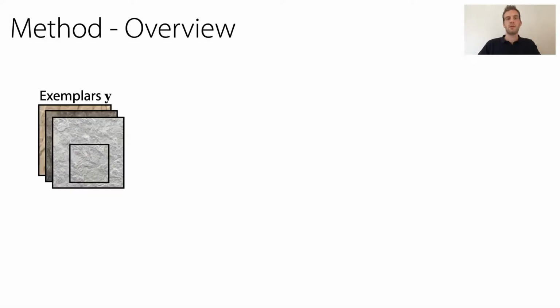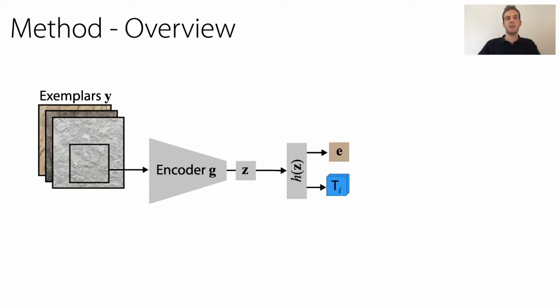Let's have a look at our method. We are given an exemplar set Y. At each training step, a crop of a single exemplar is taken and encoded using an encoder G. The encoder G returns Z, which represents our compact latent space. Our latent space is then divided into two parts using a translator module H. It outputs a texture code E and a vector of learned transformations T.